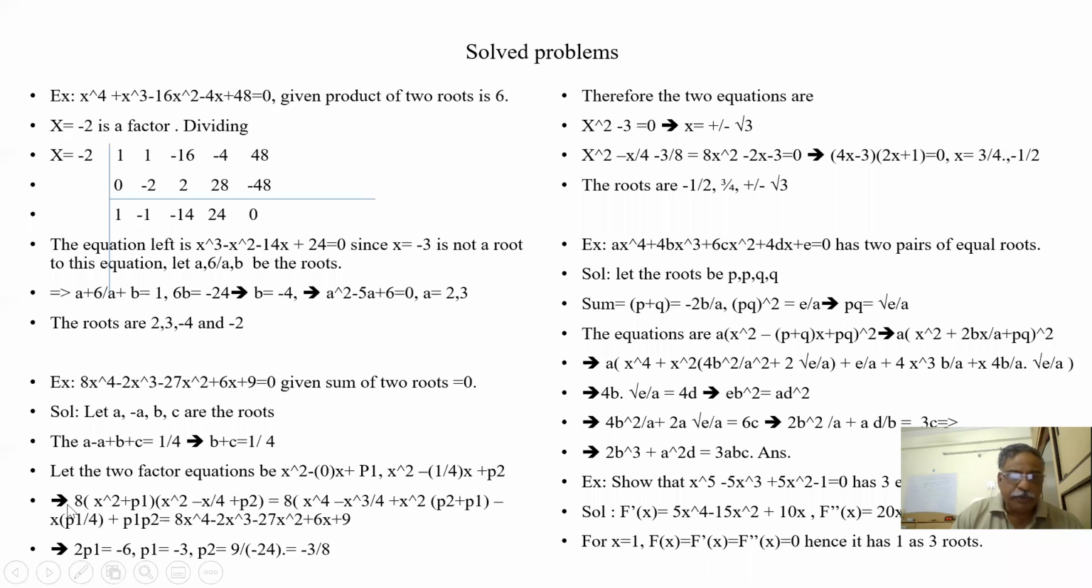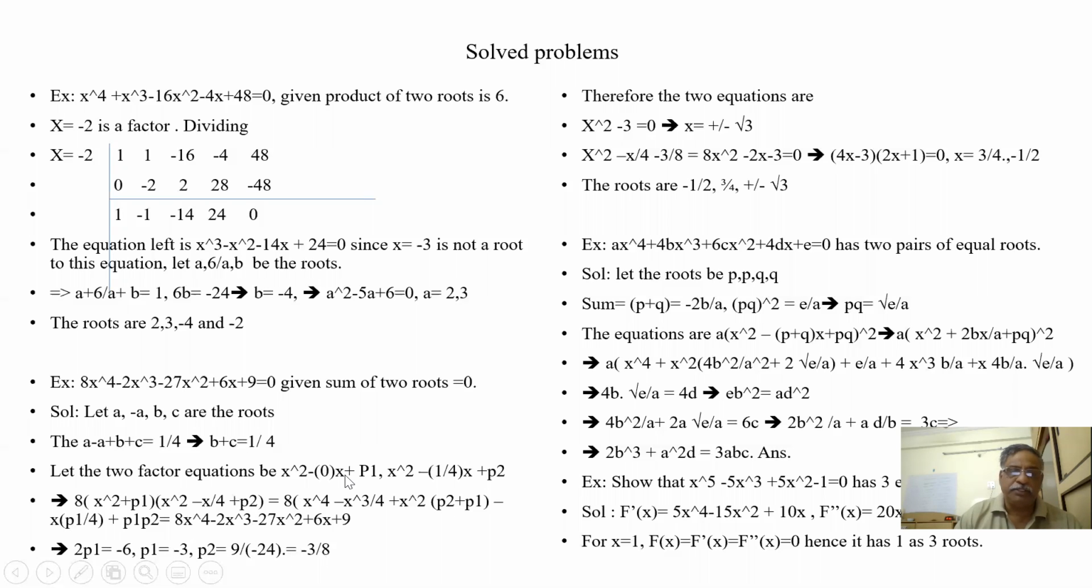So here you see, 8 into p1 by 4 is the x coefficient. So 2p1 is the x coefficient. What is the x coefficient here? Plus 6. Here it is minus 2p1. So minus 2p1 is plus 6, or p1 is minus 3. When you get p1 as minus 3, you will get p2. So we can solve this by minus.